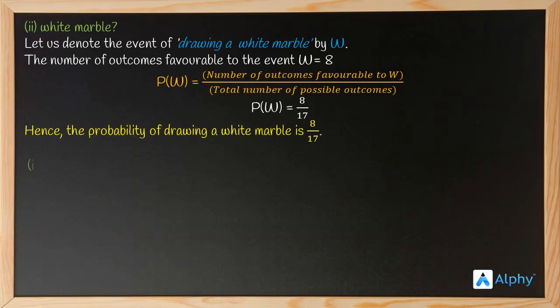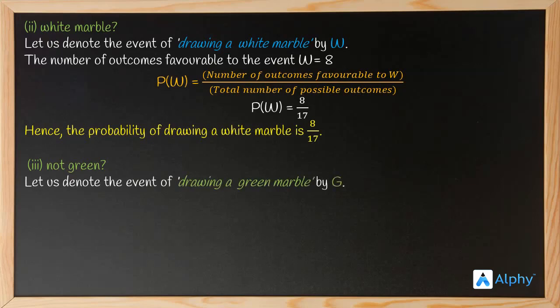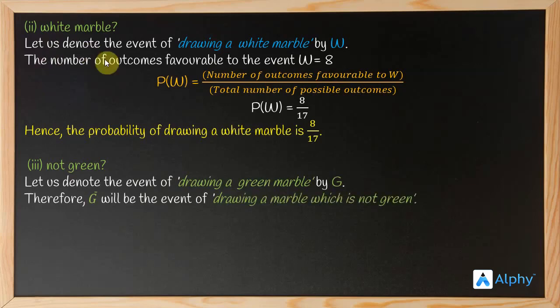Moving on to the third part, in which we have to find the probability that the marble taken out is not green in color. In this part, we will be using the concept of complementary events. So firstly, we need to find the probability of drawing a green marble. Then we will use a formula to find the probability of drawing a marble which is not green in color. Let us denote the event of drawing a green marble by G. Therefore, G bar will be the event of drawing a marble which is not green. G bar is the complement of the event G.